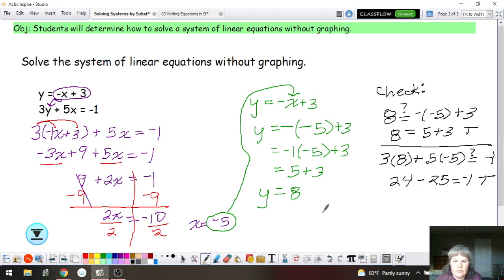So we have solved this correctly, and our ordered pair is negative 5, 8. And that's what it looks like when you are taking an expression and substituting it in for a variable in a second equation.